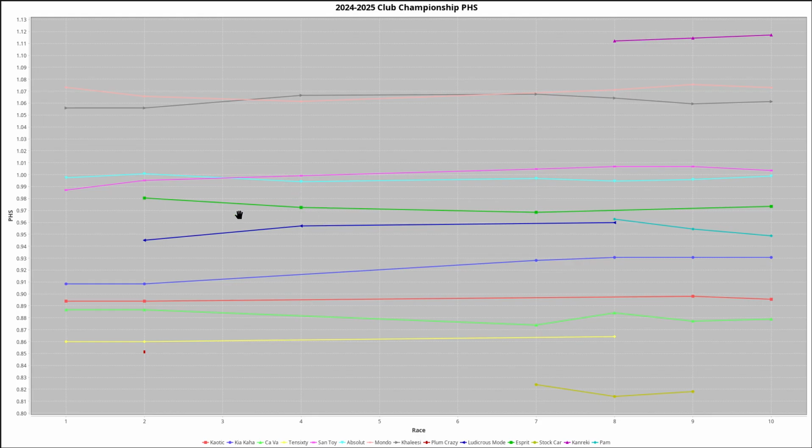Although I'd have to say we've got 11 boats over 10 races, and statistically both of those are very small samples. So when we get to the twilights, we'll see better patterns coming through. Again, feel free to pause the video and look at these charts in more detail.